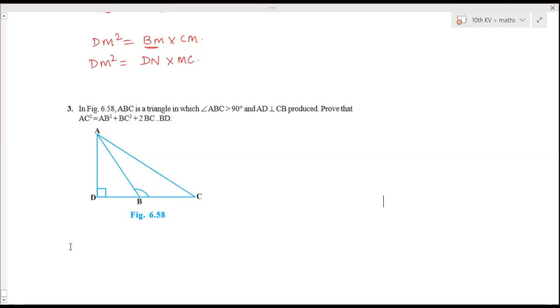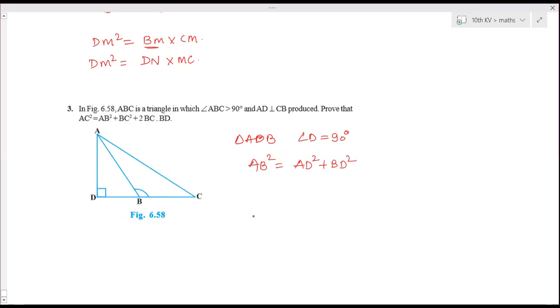We don't have any median or anything, so directly we have to use the right triangle property. How many right triangles are there? Two right triangles. So use Pythagoras for that. In triangle ADB, angle D is 90 degrees. Therefore AB square is equal to AD square plus BD square.